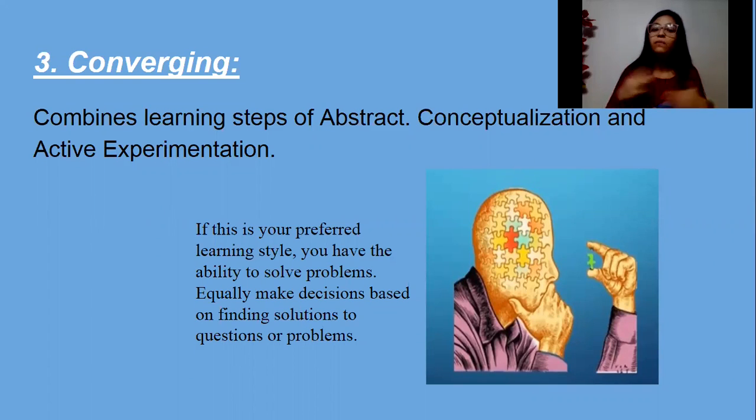The third is converging, because it combines learning steps of abstract conceptualization and active experimentation. People with this learning style are best at finding practical uses for ideas and theories. For instance, if this is your preferred learning style, you have the ability to solve problems and make decisions based on finding solutions to questions or problems. You would rather deal with technical tasks and problems than with social and interpersonal issues.